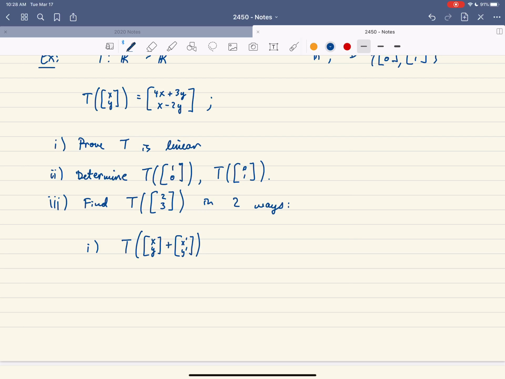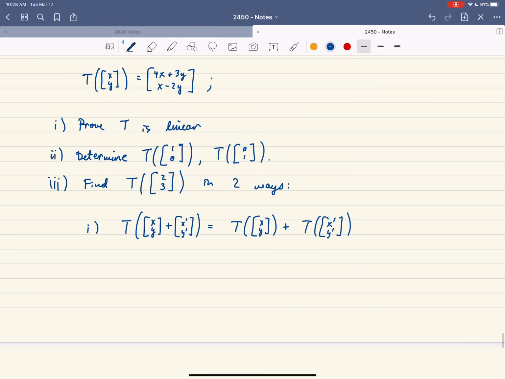What I want to do is look at what that is going to be, and make sure it's going to be T(x, y) plus T(x', y'). I want those to be the same. That's what I'm hoping for. If they're not the same, this is not linear. If they are the same, it is linear. So we need to compute both of these. The right side is arguably easier to compute.